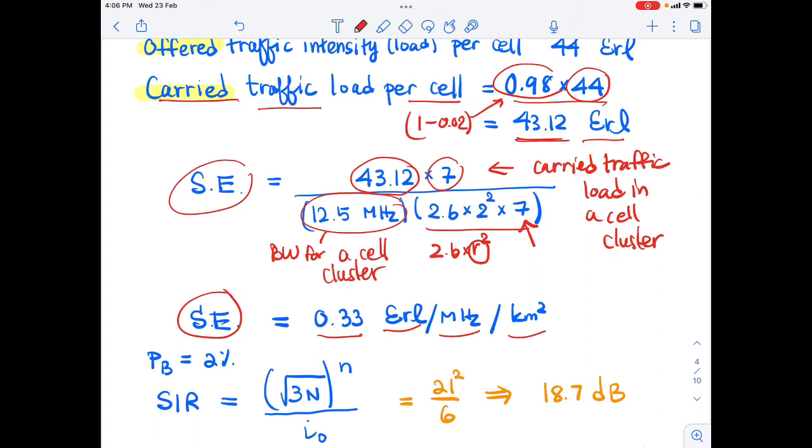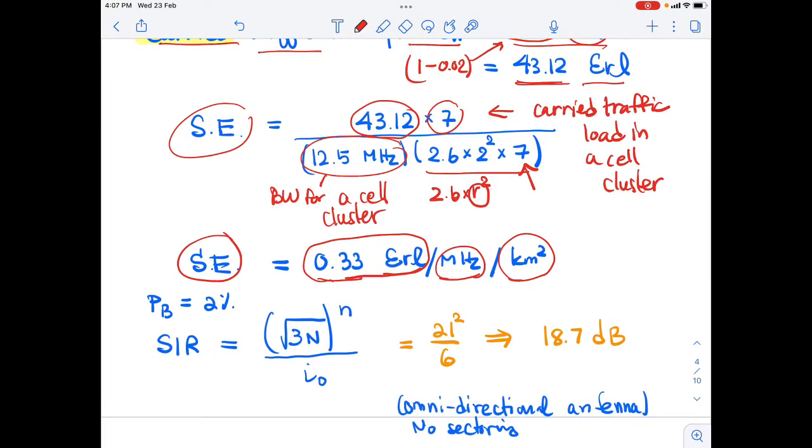So that means given 1 megahertz per area of 1 kilometer squared, we can carry this much traffic, 0.33 Erlang. Now we are assuming that the target GOS is achieved. So in order to get the offered traffic, we make sure that the blocking probability is 2%.